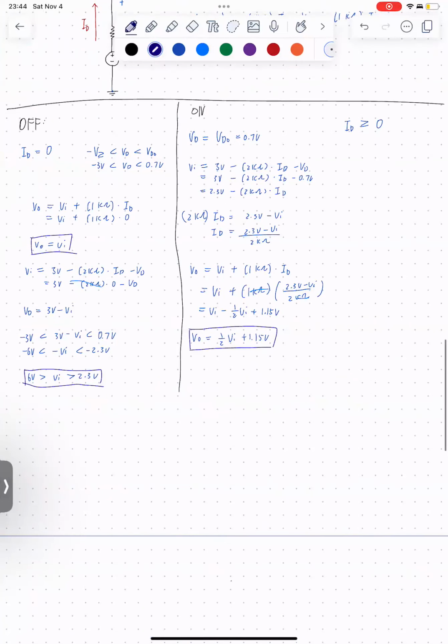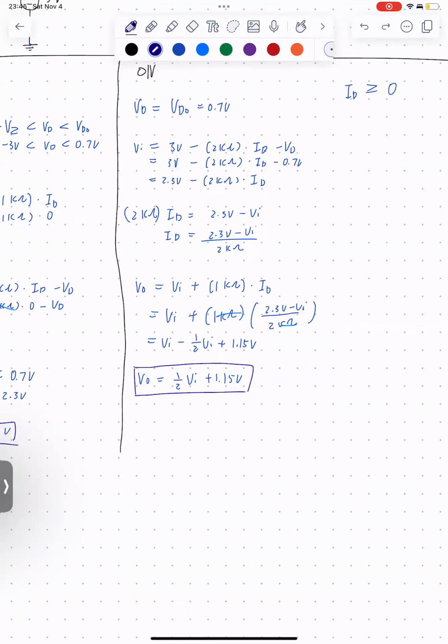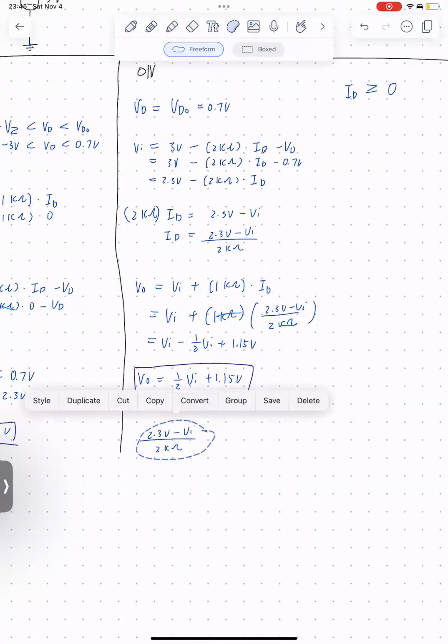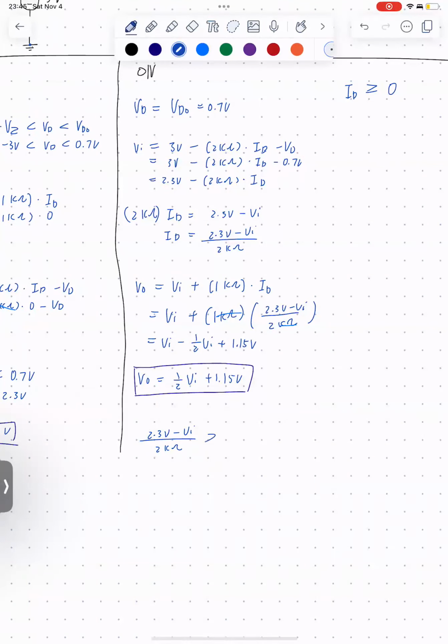Now we want to find the range where this happens. So now we want to look at this. With our luck, we already have our equation where we have isolated ID and related it to VI. All we have to do is sub this in with that. Since we know ID in this case has to be greater than or equal to 0, this must also be greater than or equal to 0. So let's copy this.